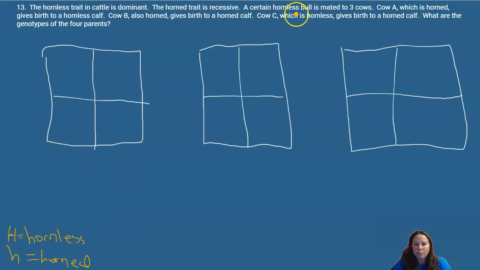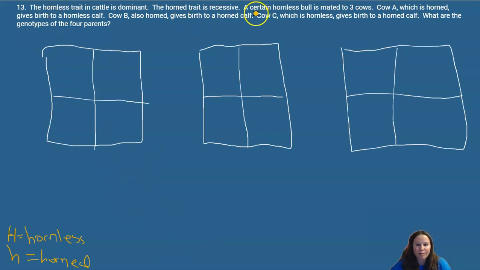A certain hornless bull is mated to 3 cows. Cow A is horned, gives birth to a hornless calf. Cow B is horned, gives birth to a horned calf. Cow C is hornless, gives birth to a horned calf. What are the genotypes of the 4 parents? All right, that can get confusing, but if you take each Punnett square by itself, then it can slow you down and help you answer the question.